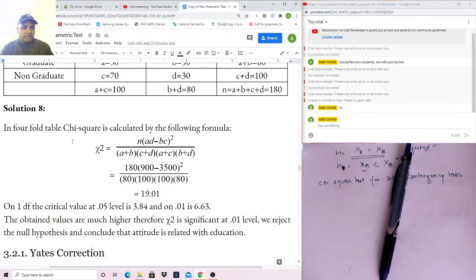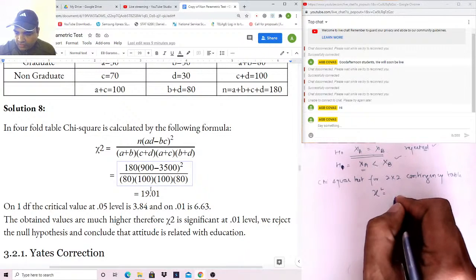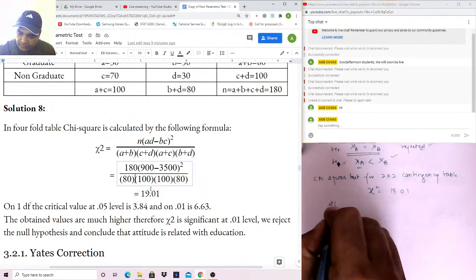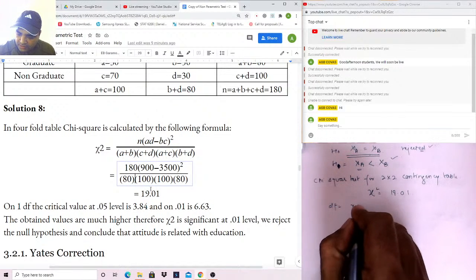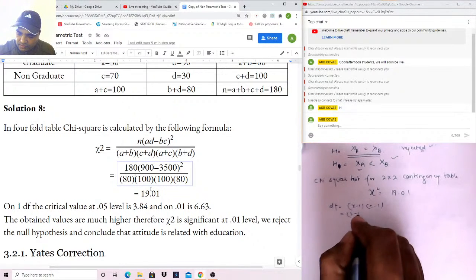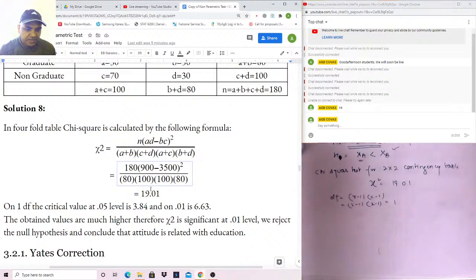So we have to apply this chi-square formula. So we will apply these values into this, and we get a chi-square value of 19.01. So here degrees of freedom will be (row minus 1) into (column minus 1). So it will be (2 minus 1) into (2 minus 1). So it will be 1 degree of freedom, right?